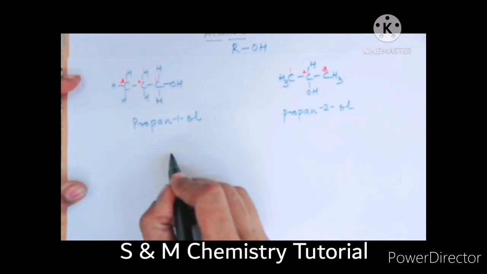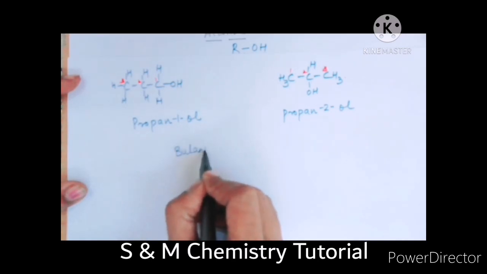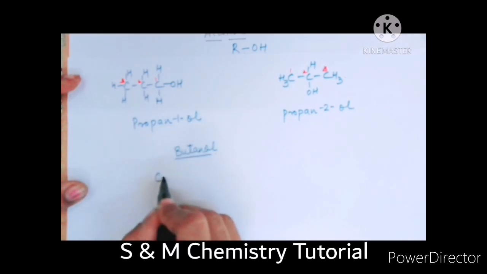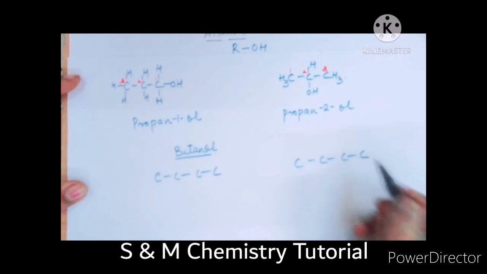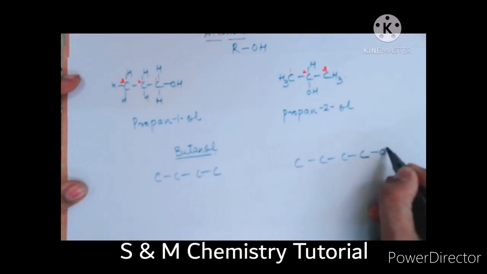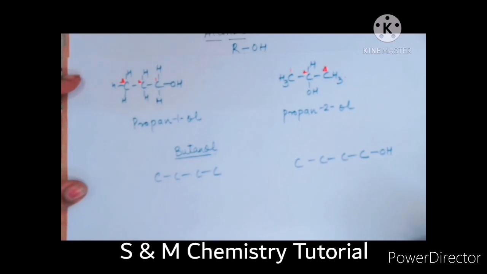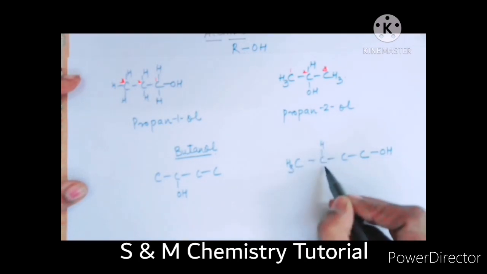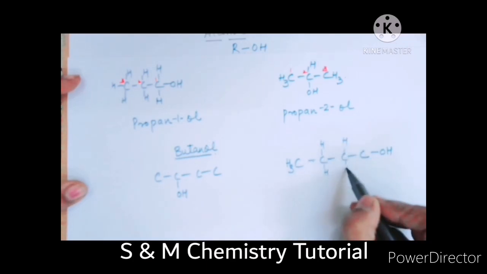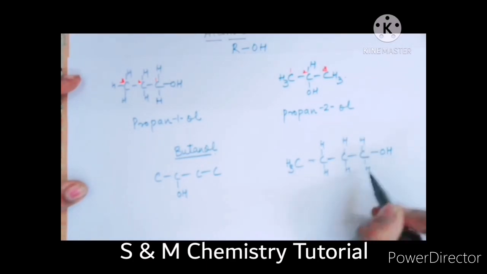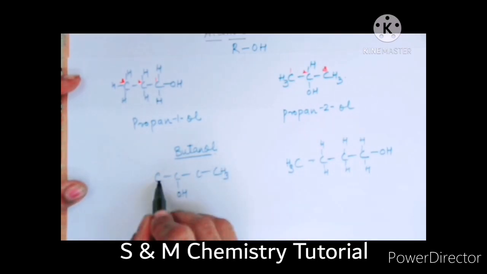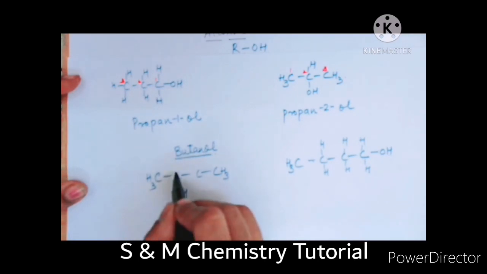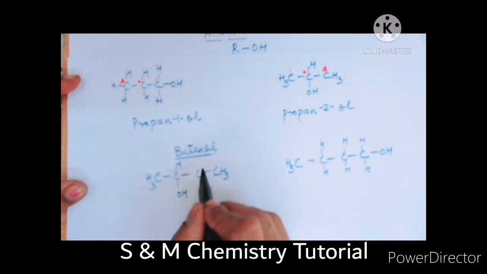The last example is that of butanol. I have got 4 carbons, and out of these 4, I have to substitute one of the hydrogens by an OH group. In the first case, I am putting the OH on the extreme right, the first carbon. In this case, I am putting the OH here. Let me complete the structure. 1 bond, so 3 hydrogens more. 2 bonds, so 2 hydrogens more. 2 bonds, so 2 hydrogens more. 2 bonds, so 2 hydrogens more. Similarly here, 1 bond, so 3 hydrogens more. 1 bond, so 3 hydrogens more. 3 bonds, so 1 hydrogen more. 2 bonds, so 2 hydrogens more.